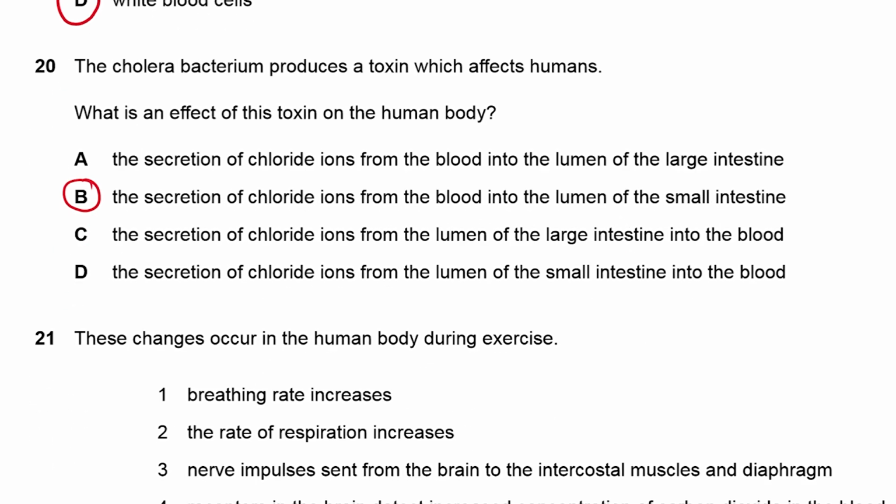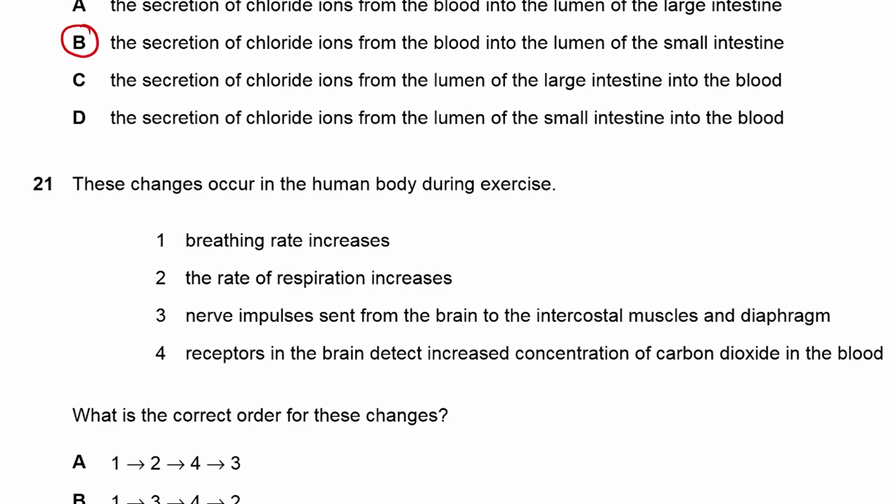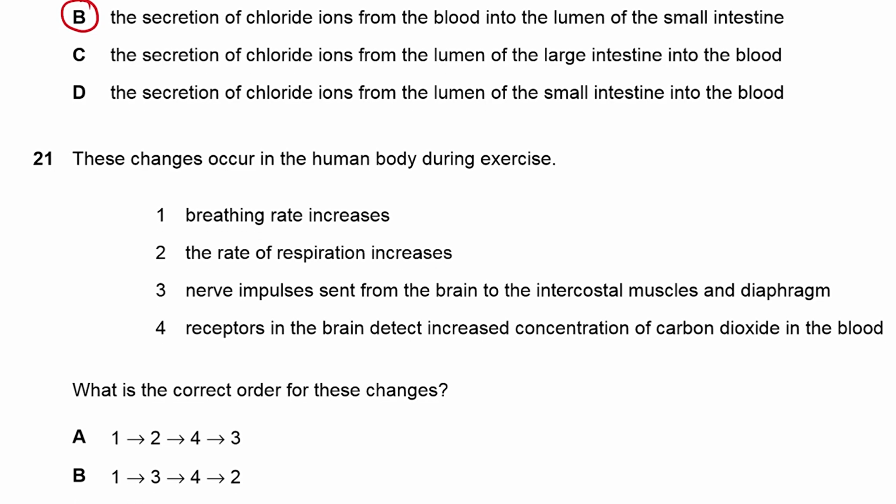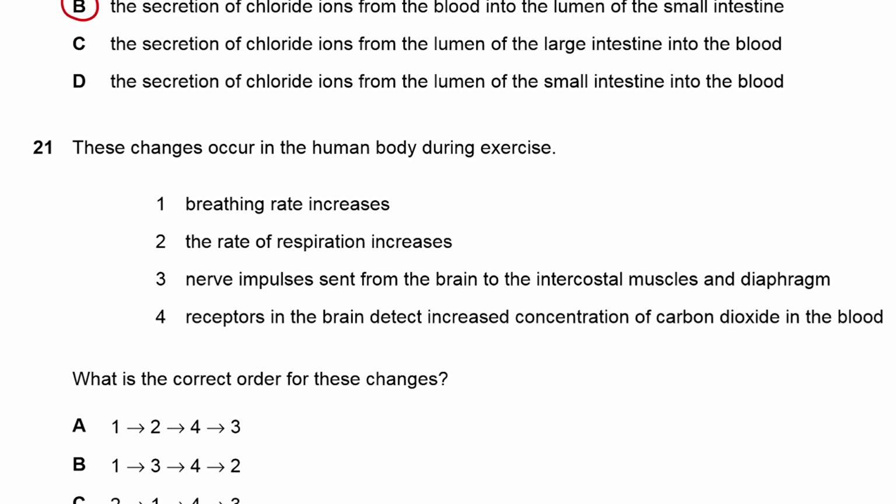Number 21, these changes occur in the human body during exercise. Breathing rate increases, the rate of respiration increases, nerve impulse sent from the brain to the intercostal muscles and diaphragm, receptors in the brain detect increased concentration of carbon dioxide. What is the correct order of these changes? Alright, so the first thing is that the rate of respiration increases as long as someone is exercising. After the rate of respiration has increased, it means more carbon dioxide is produced.